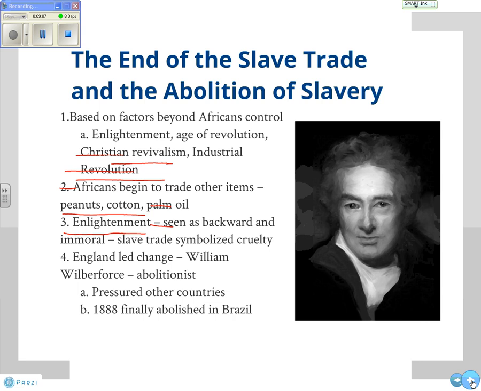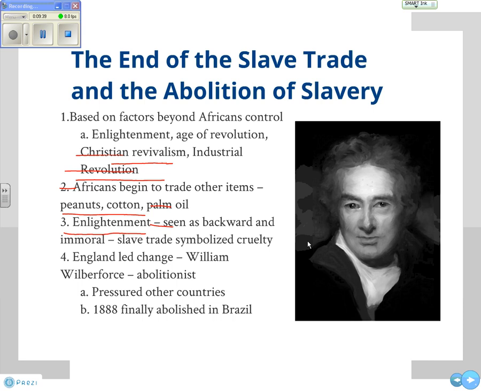The Industrial Revolution. There's a Christian revivalism, particularly in England. This guy here on your right, William Wilberforce, is a devout Christian, and he's going to make the argument that it is wrong to own other people. Number two, Africans begin to trade other items such as peanuts, cotton, palm oil in a way that will enrich them, and they don't need to sell slaves in order to get rich.